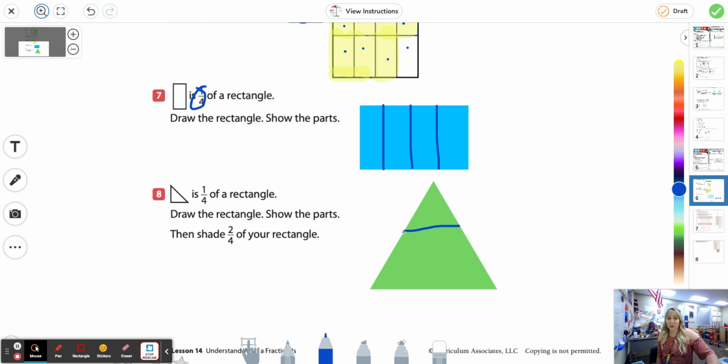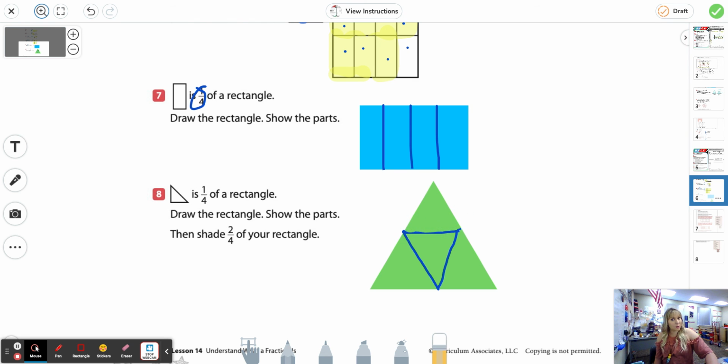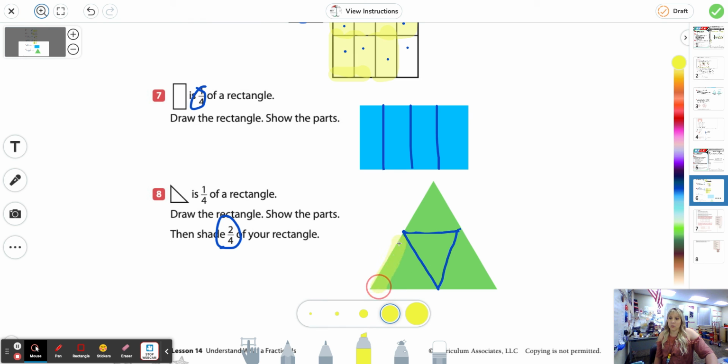Now I'm going to go from this corner and go down. And then back up to make an upside down triangle. I know, right? Magic. Now I have 1, 2, 3, 4 equal pieces. They don't look quite equal because my lines aren't perfect again, but if I had perfect lines in this perfect shape, they would be perfectly equal pieces. And then it says, then shade 2/4 of the rectangle. So I grab my highlighter. Here's 1/4 and 2/4 of it shaded yellow. Pause this page if you need help with that triangle.